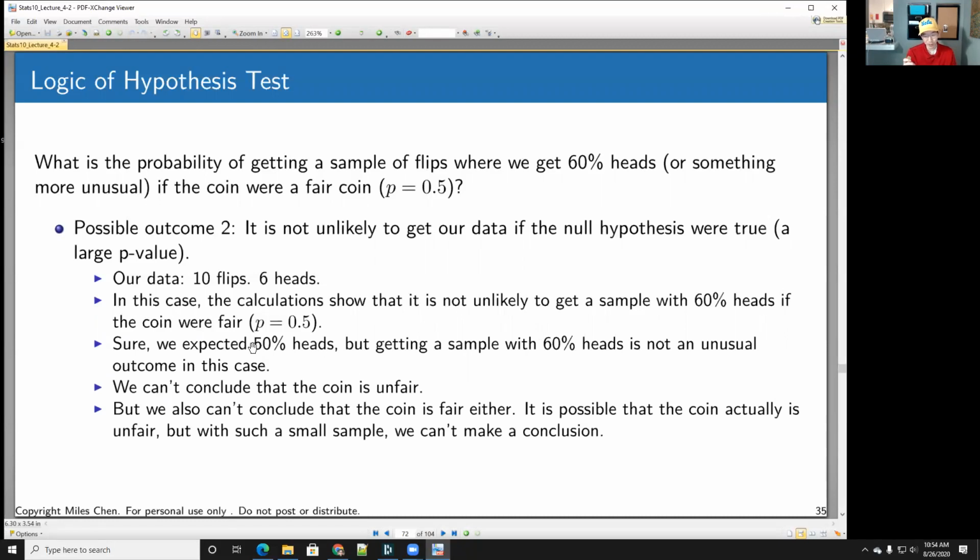When you flip the coin 10 times, you're expecting something around 50% heads. But getting 60%, in this case 6 heads out of 10, is not an unusual outcome. And therefore, we have no reason to suspect that the coin is unfair. It doesn't prove that the coin is fair. It could be that the coin is unfair, and that's why we got 6 heads out of 10 flips. But with such a small sample, we can't make this conclusion, right?